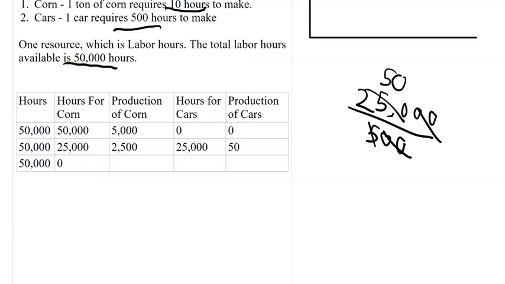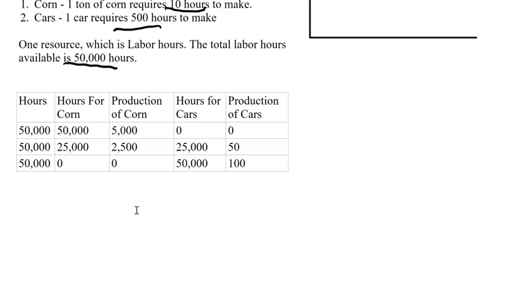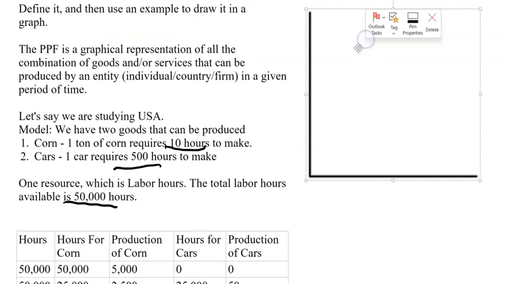Now let's say I have 0 hours for corn and 50,000 hours for cars. Then I can make 100 cars, and I would make 0 corn. So this gives me my production table. I can add more combinations of hours, but these three are enough. So let's now draw the graph.